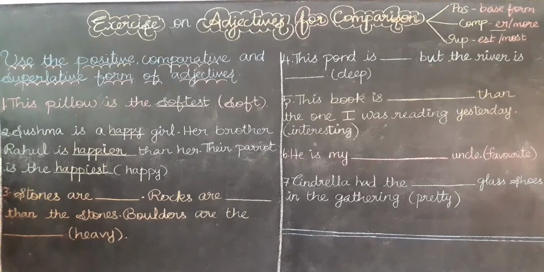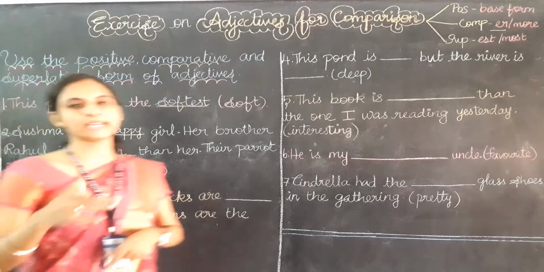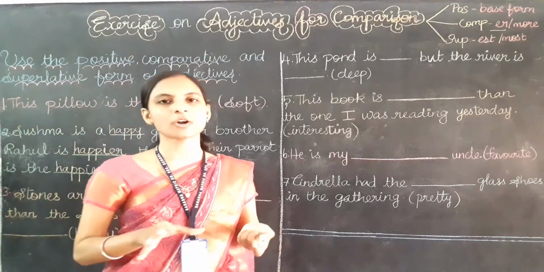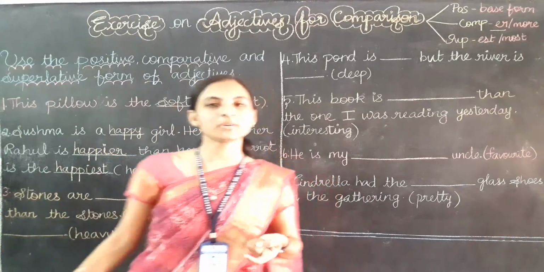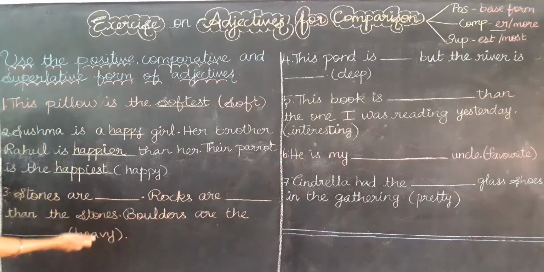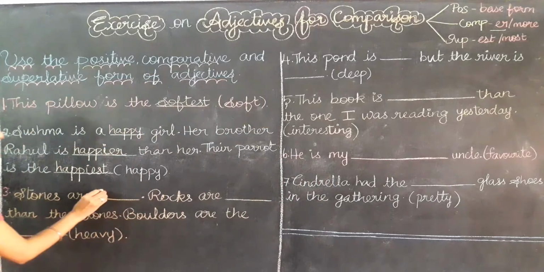Now next sentence. Stones are dash, rocks are dash than the stones, boulders are dash or the dash. Okay. So this sentence ends here. There are three sentences in the third question. So in the first sentence you can see stones are dash. Here they are not comparing about anything. They are not comparing with any stone. They are simply talking about the stones only. Okay. Stones are dash. So which adjective they have used? Heavy only. So without making any changes we need to write heavy directly.